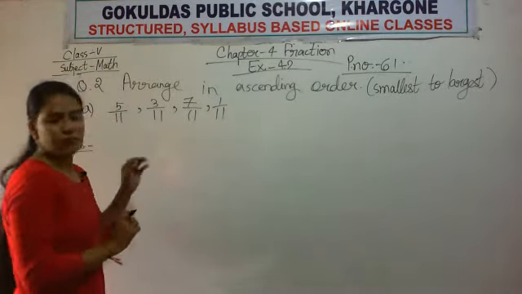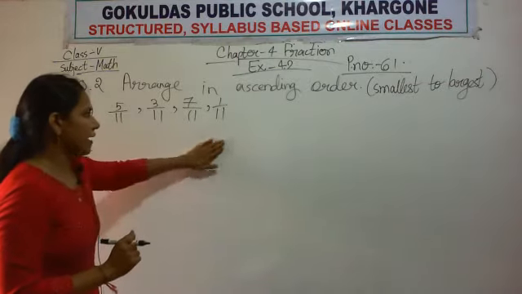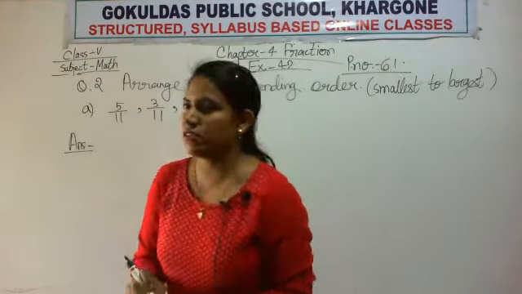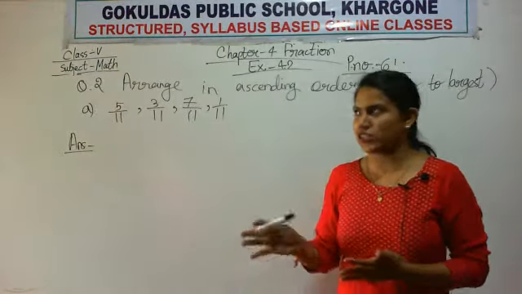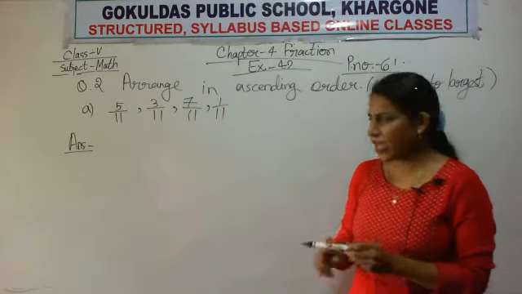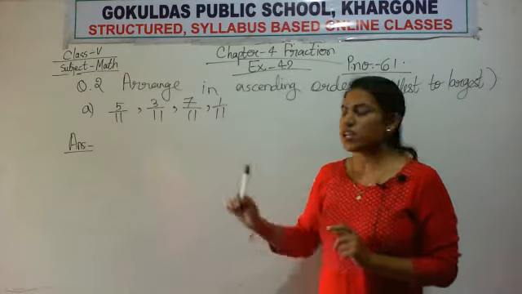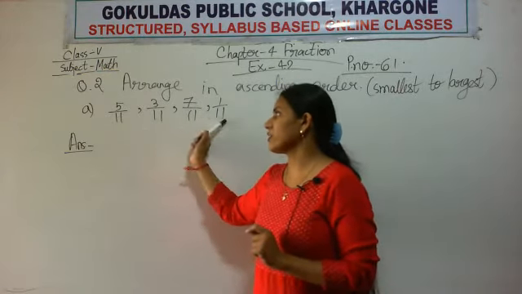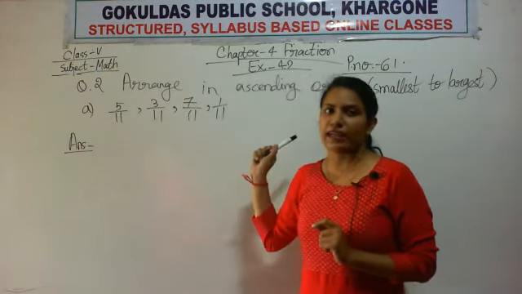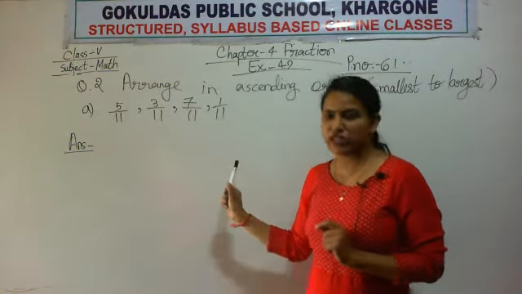So first identify the given fractions. Are they unlike or like fractions? Observe them. When we observe the denominators of all the numbers, they are 11. All the numbers have 11 in denominator, right? Means they are like fractions.